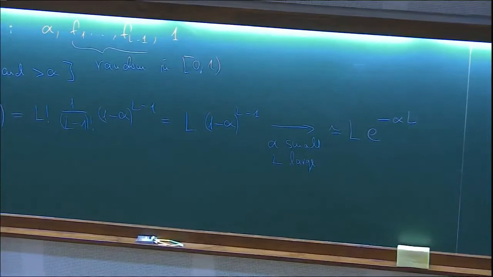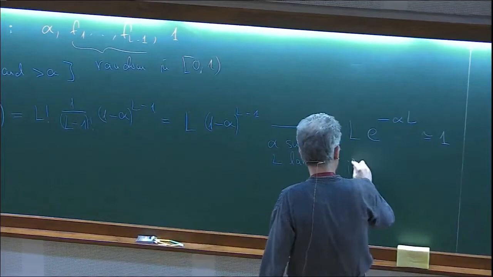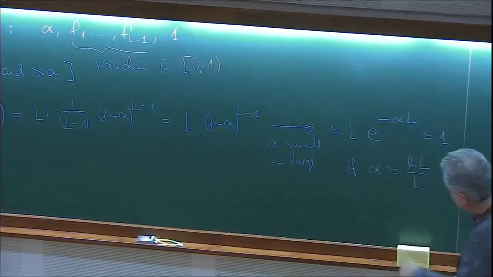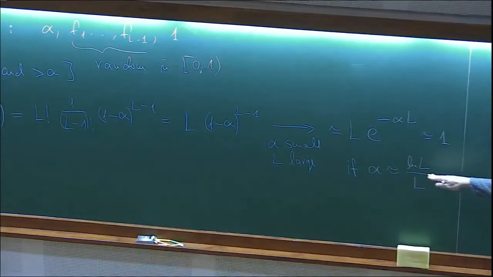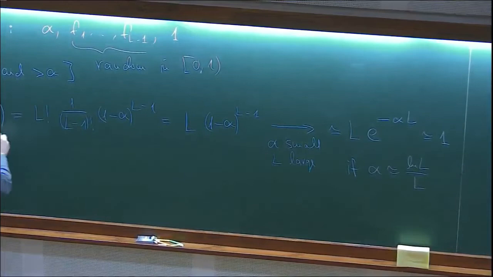But now let's suppose I make the alpha smaller as the L gets bigger. So I can ask, how big can alpha be for this to be of order one? By just solving this equation, you see that this requires that alpha is approximately log L over L. So this tells you that if alpha is less than log L over L, then this becomes large. And if it's larger than log L over L, then it goes to zero. And so this allows us to make one important statement.